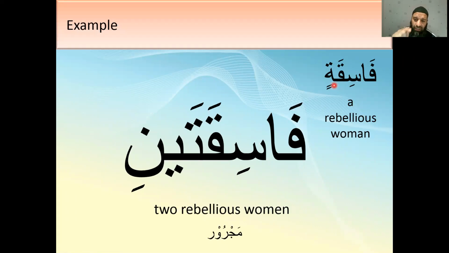How would you say two rebellious women, but dual, marfu? Nope. It's masiqatani. Yes, masiqatani. Ani is marfu. Ani is marfu. Say that 20 times. I'm saying it this many times because it's going to stick in people's heads. Ani is marfu. Una is marfu, plural.